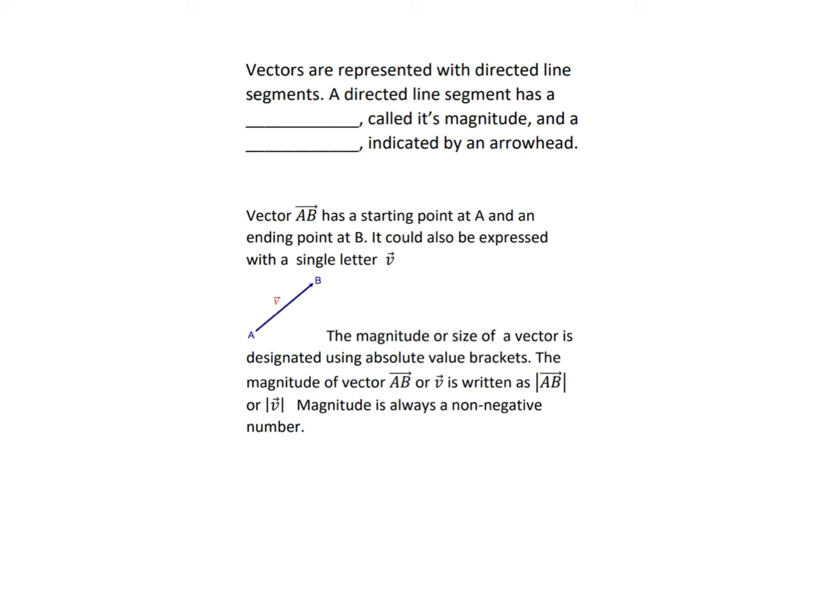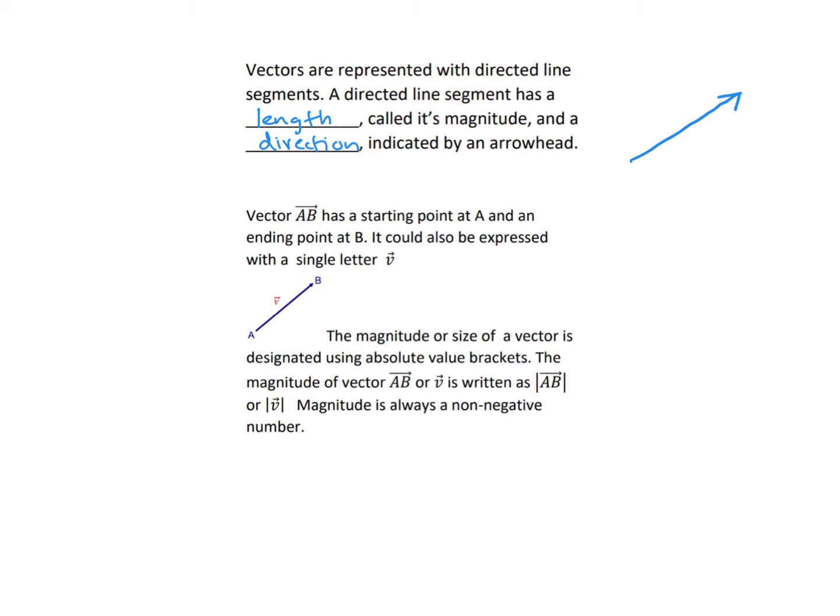So how do we represent vectors? Vectors are represented with a line segment. So it is a directed line segment. It has a length, which is called its magnitude, or you might say size, and a direction, which is indicated by an arrowhead. So it's going to look something like this. I've got a length, and then I've got an arrow that indicates the direction in which that vector is going.